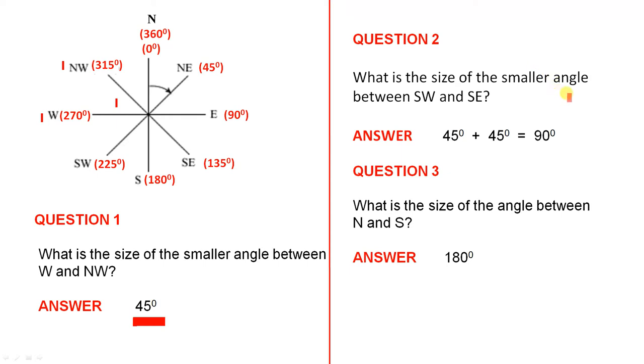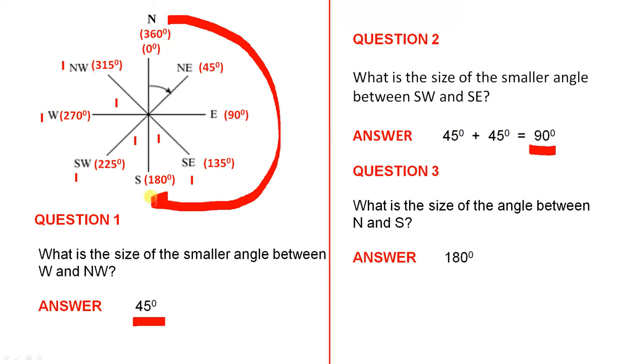Question 2. What is the size of the smaller angle between southwest and southeast? There's southwest, there's southeast. The smaller angle comprises those two. When you add those together, you get 90 degrees. Question 3. What is the size of the angle between north and south? So north and south, you're basically going that far, which is really half a revolution, so that's 180 degrees.